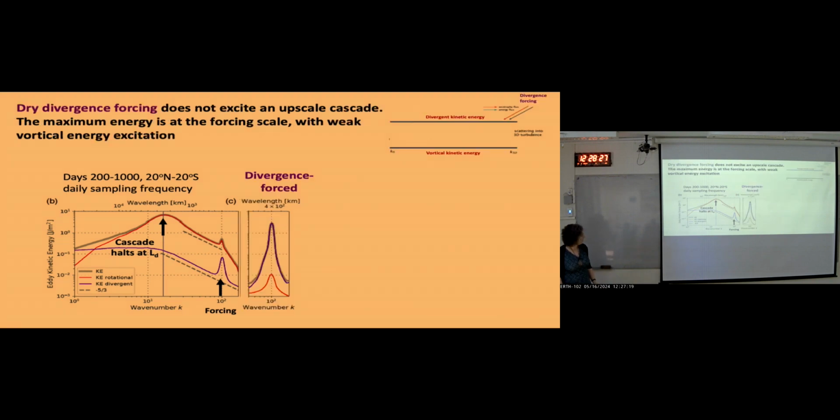Okay? Now, if you force divergence, this is what you get. So it's only showing this bit. Okay? But you see the peak, first of all, you have much more divergent than rotational energy. But for both, the peak energy is at the forcing scale. No upscale cascade.